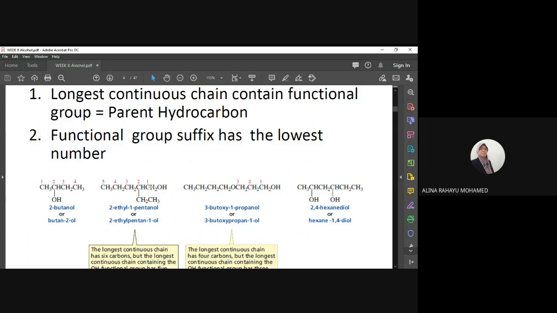How about this one? 1, 2, 3, 4, 5. This is quite direct. 5 is pentanol, and at carbon number 2 there is an ethyl. So 2-ethyl-1-pentanol. For this one, 1, 2, 3, 4, so it's butanol. At carbon number 2 there is 1 OH, so 2-butanol.